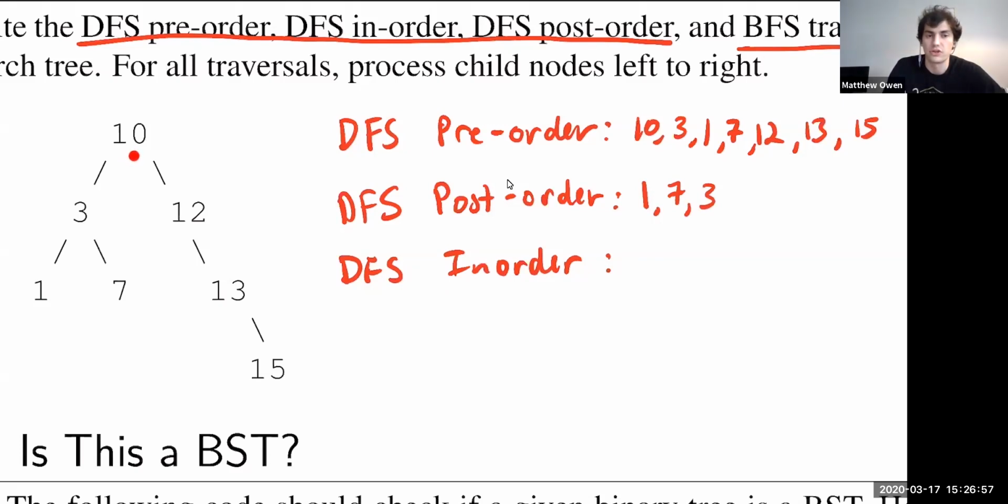Is there somewhere for us to go from 10? Yes, so we don't add it to our post order. We go down to 12. Is there somewhere for us to go? Yes, so we don't add it. Is there somewhere for us to go from 13? Yes, so we don't add it.